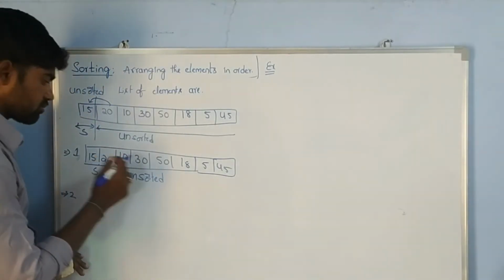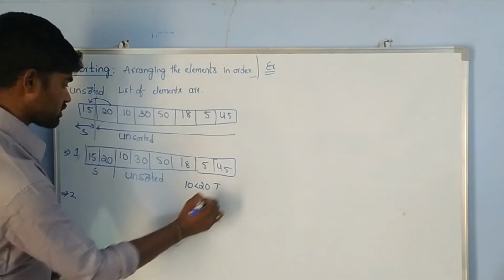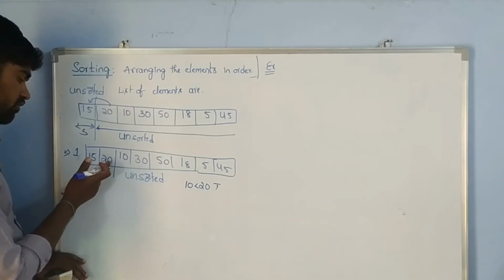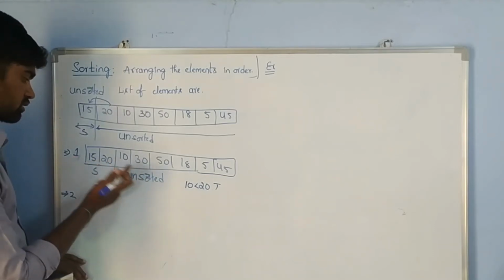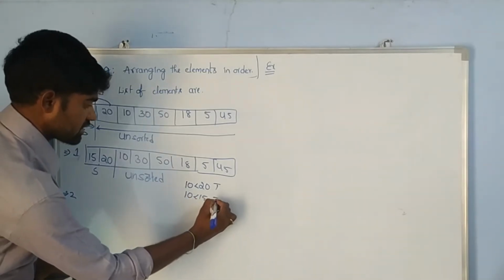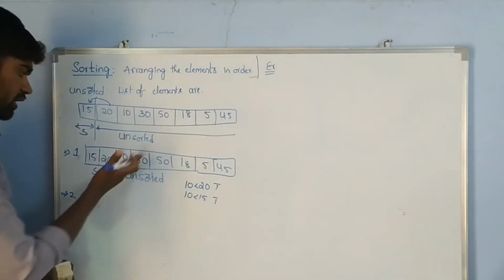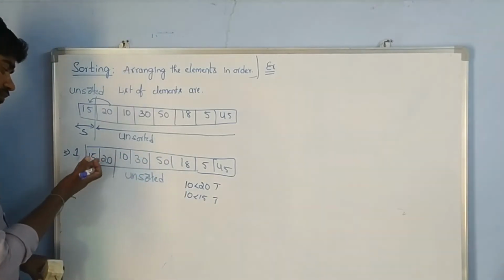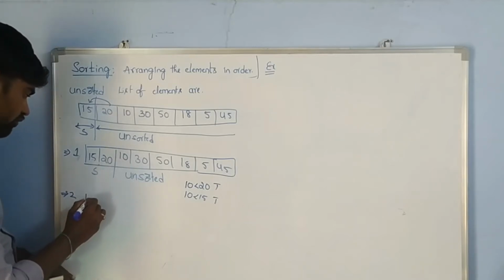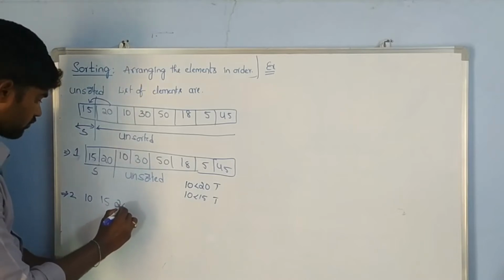Now here I am checking that 10 is less than 20. The condition is true. So next, what is the element before 20? 15. So again check whether 10 is less than 15. The condition is true. Is there any element before 15? No. Directly you can place the 10 before the 15. After performing iteration number 2, we have the sorted order 10, 15 and 20.